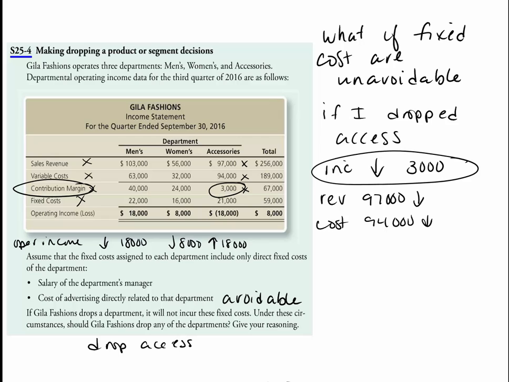And again, you could recalculate the whole thing and see that you're going to get that. But if your fixed costs are unavoidable, contribution tells you what the impact on your bottom line is going to be. Other things you'd want to think about are, would sales of other areas be affected by this? Would the sales in women's go down if I drop the accessories? And what else could I be doing with that space? So maybe I said keep this because it's contributing $3,000, but maybe you could expand the men's department, which has an even higher contribution. So those are all things you'd want to consider.